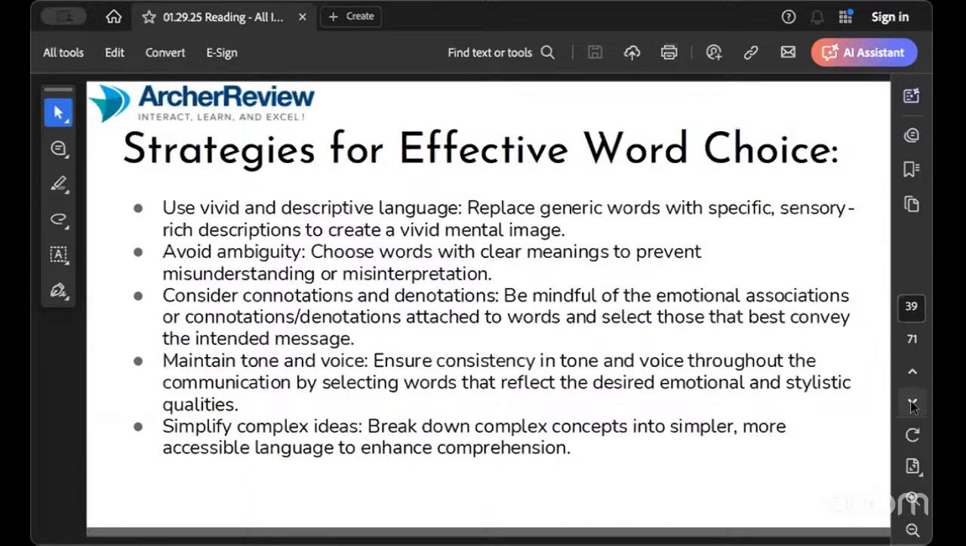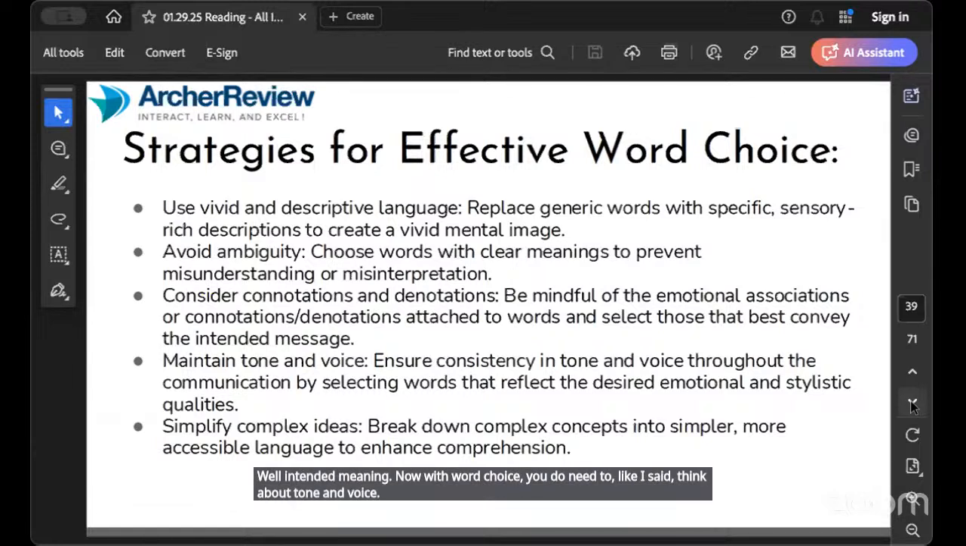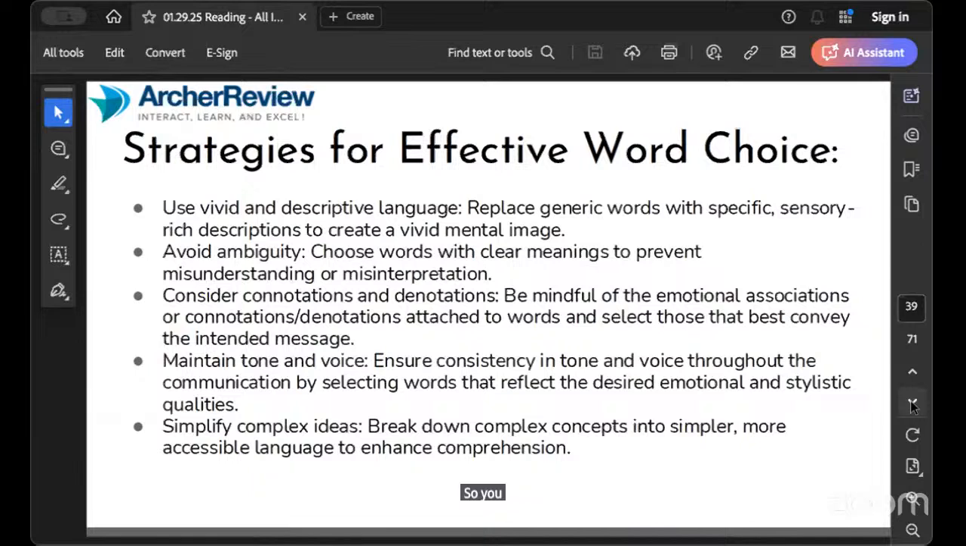Now, with word choice, you do need to, like I said, think about tone and voice. So you want to ensure there's a consistent tone. You do not want to have a wishy-washy writer. The writer should not come across as sarcastic and then depressed. Okay? We don't want to have a major shift in the tone and the voice.